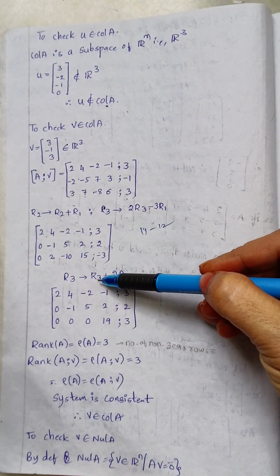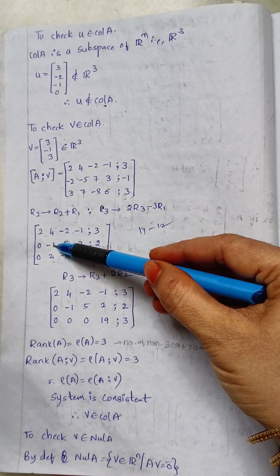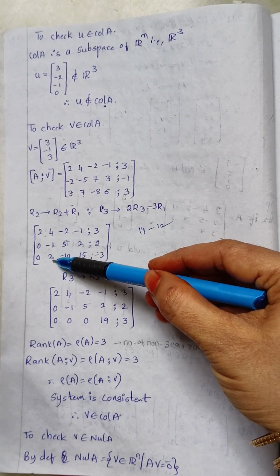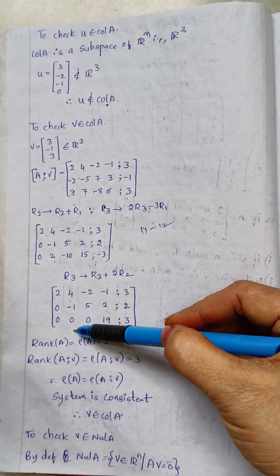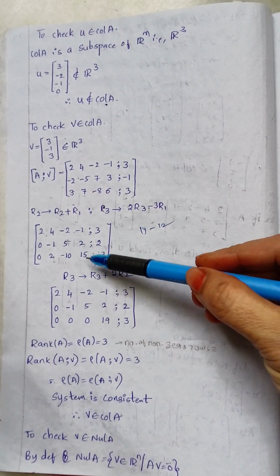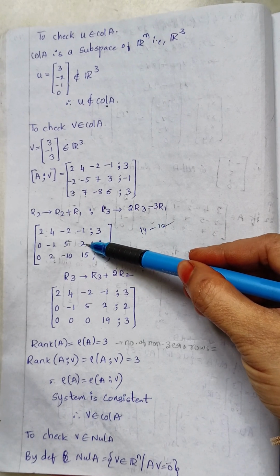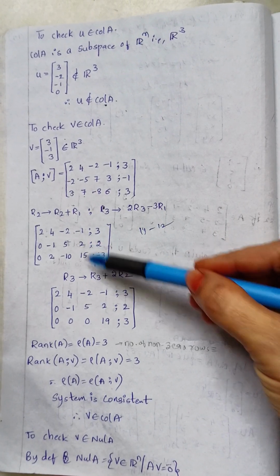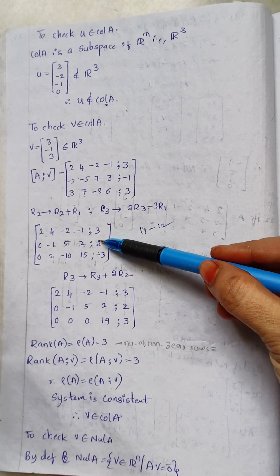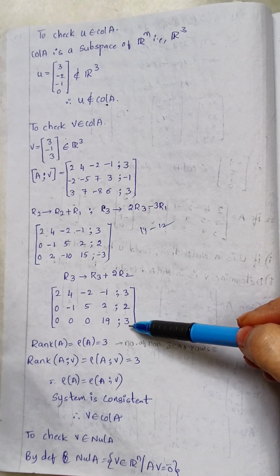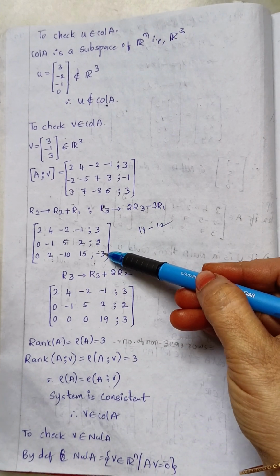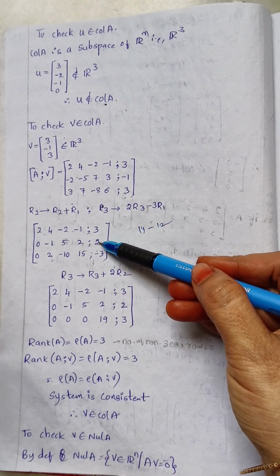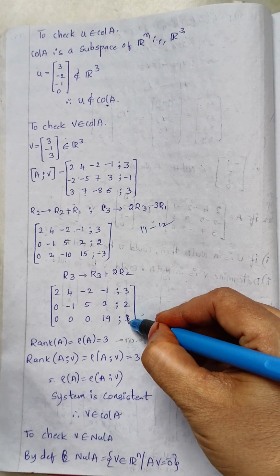Then here again R3 plus 2R2, then it will be 0, right? That's why R3 plus 2R2. R3 plus 2R2 is 0. R3 plus 2 into means 4. 15 plus 4, 9 here. Here R3 plus 2 means 4 minus 3 is 1 here.